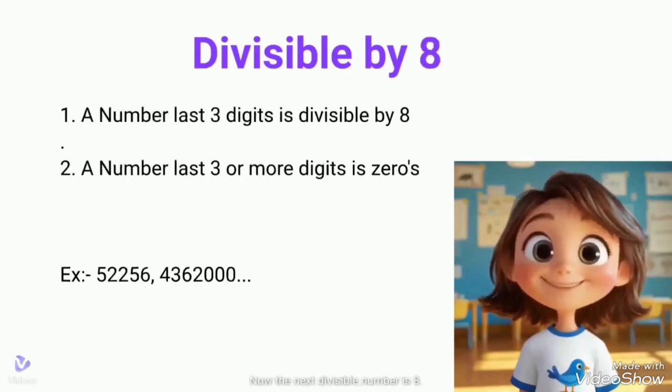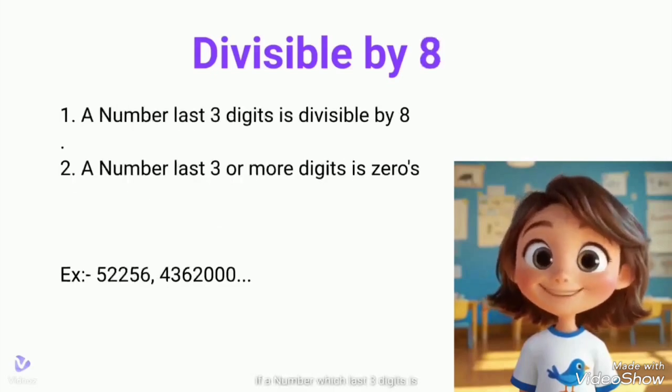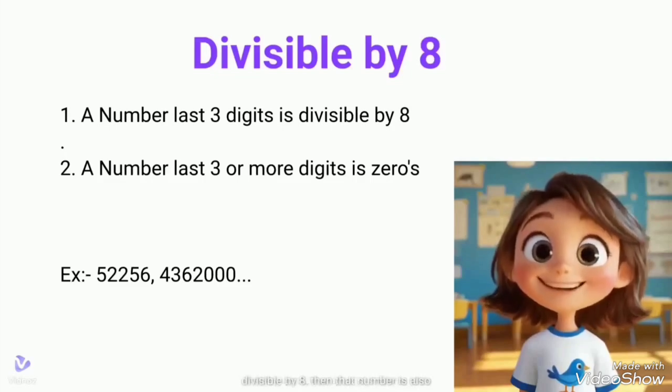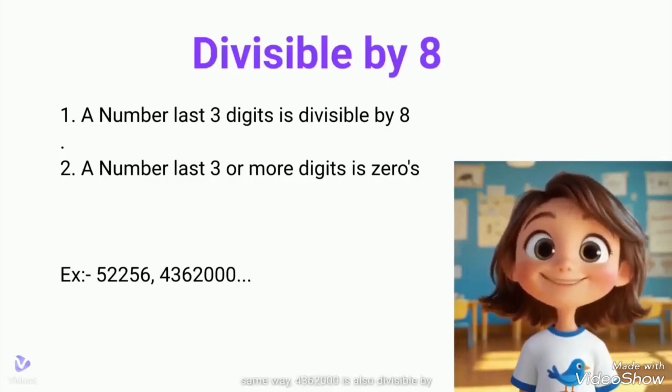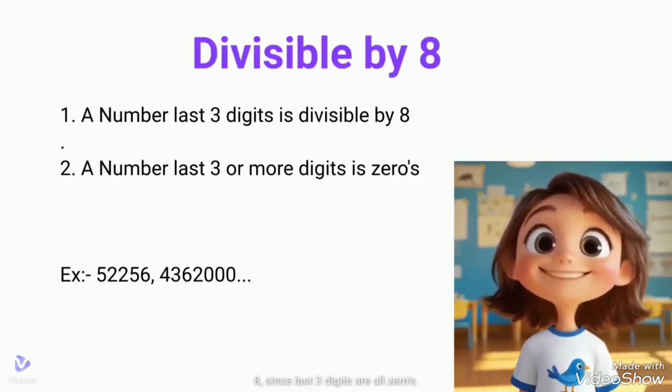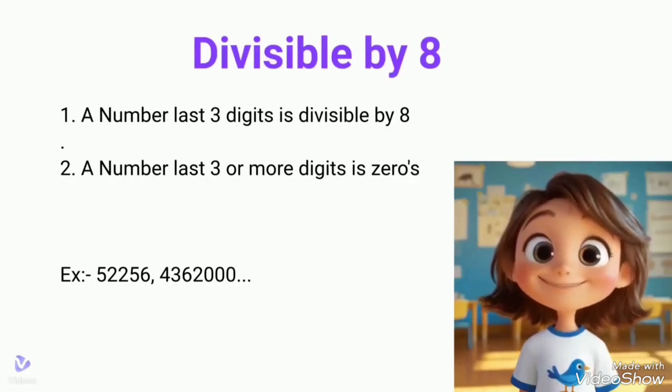Now the next divisibility is 8. If a number whose last 3 digits are divisible by 8, then that number is also divisible by 8. Or a number which ends with 3 or more zeros is also divisible by 8. For example, 52,256 ends with 256, which is divisible by 8, so the number 52256 is also divisible by 8. In the same way, 4362000 is also divisible by 8, since the last 3 digits are all zeros.